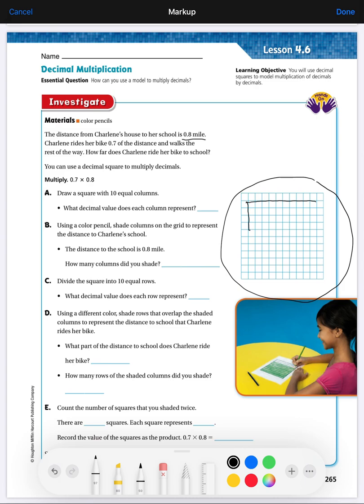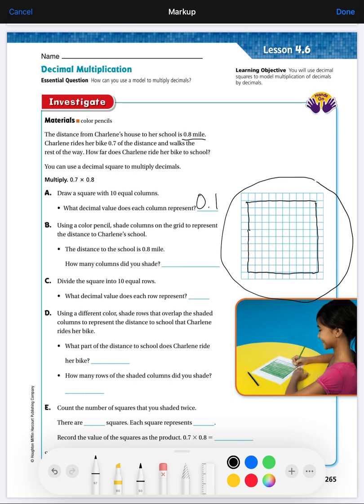And then it says, what decimal value does each column represent? Well, that would represent 0.1 of that particular big giant square, okay? And I'm going to finish filling in this square. 1, 2, 3, 4, 5, 6, 7, 8, 9, 10. Okay, I'm not an artist by any means, so don't judge my drawing in the square there, okay? So that's essentially a 10 by 10 square, okay?